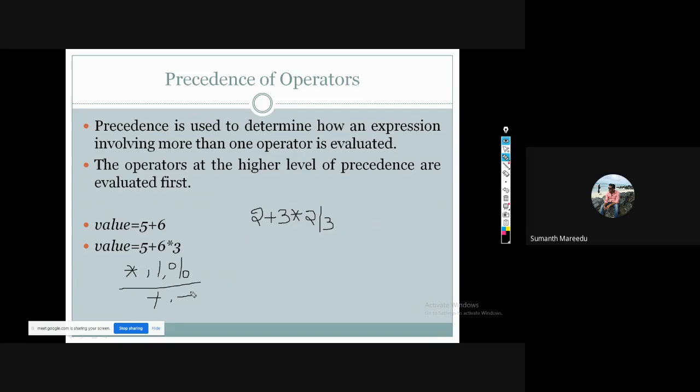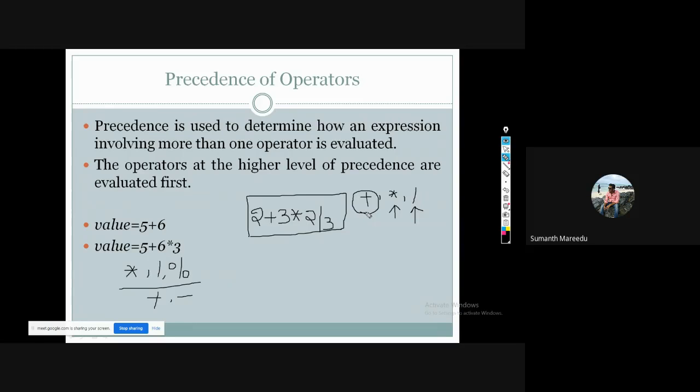Whatever expression you consider, what operators do we have here? Addition, multiplication, and division. Out of all these operators, first I will apply the operator with high precedence. Which operator has high precedence here? Multiplication has high precedence, and division is also having high precedence when compared to addition.